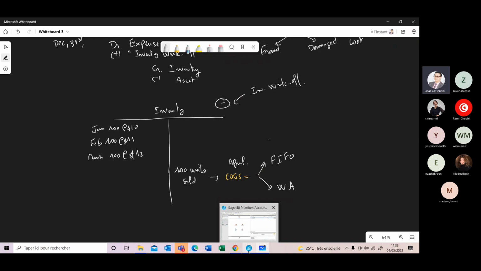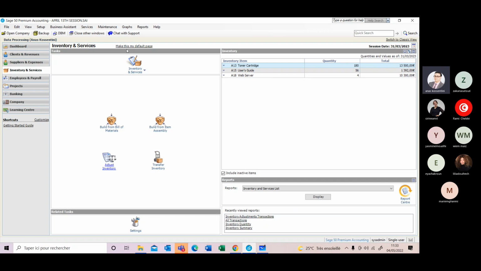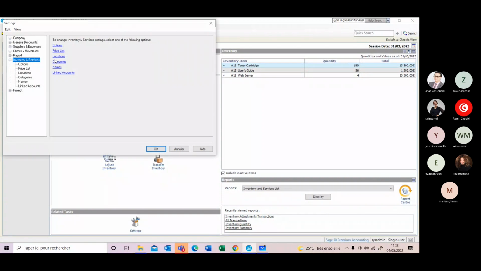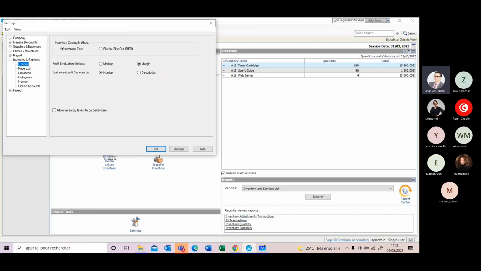So from where can I understand the method that the software is using to compute the cost of goods sold? You go to setup settings, right? Under setup settings, you go to options. Under options, you see, guys, inventory costing, average cost. That is why we found 25 point something, because the inventory costing method is the average cost. You can select first in, first out, right? Am I clear?